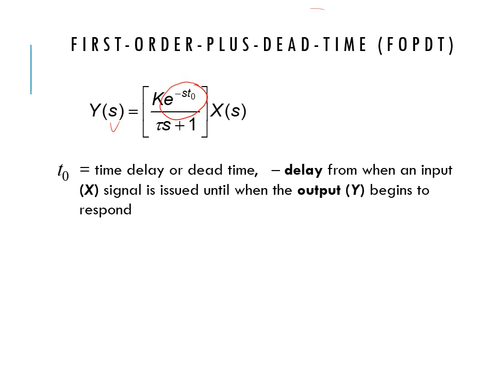The term in the bracket is an important transfer function used to approximate the response of higher order reactions. So this is the important term that can approximate the higher order of the process.